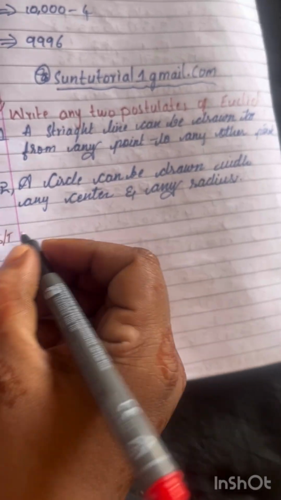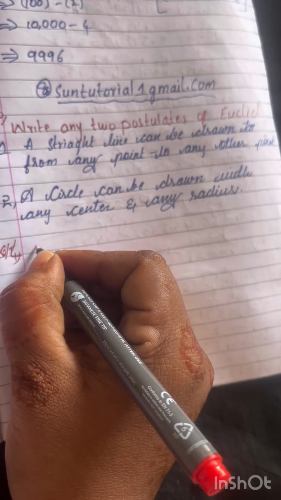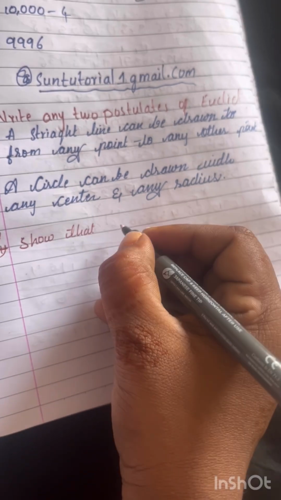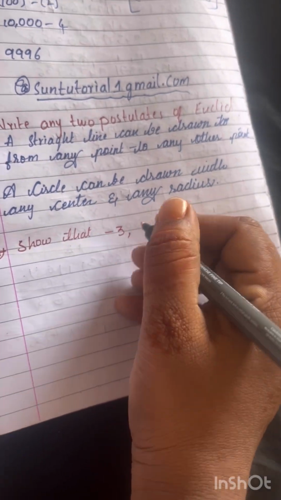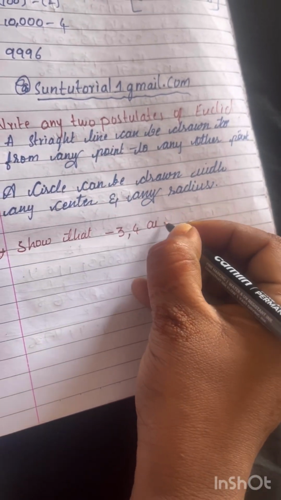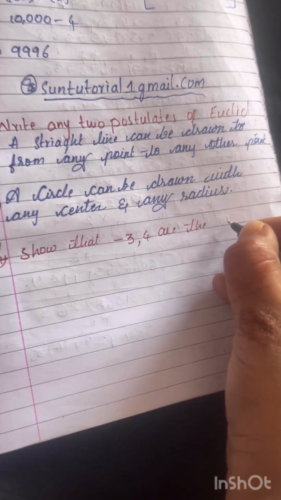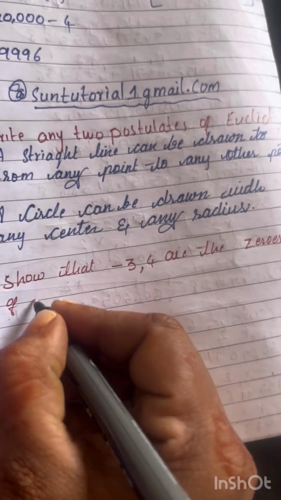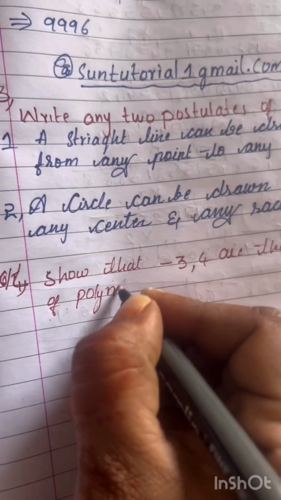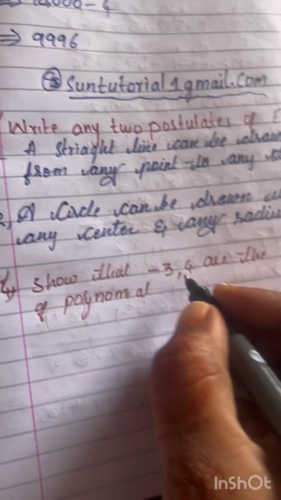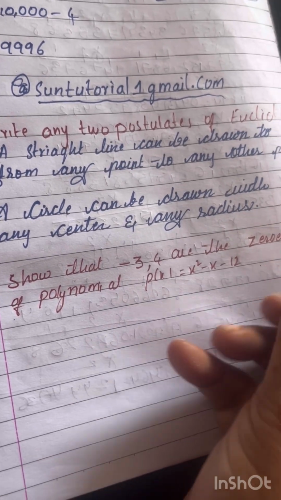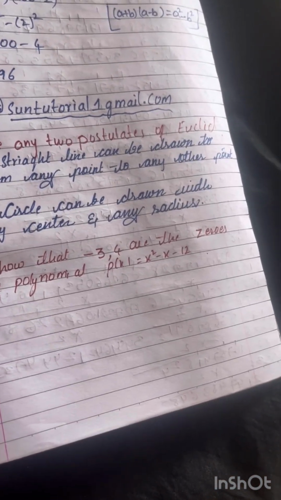Show that -3 and 4 are the zeros of the polynomial p of x is equal to x squared minus x minus 12. Then we have to prove it. Okay.